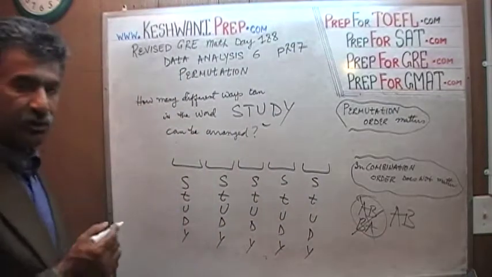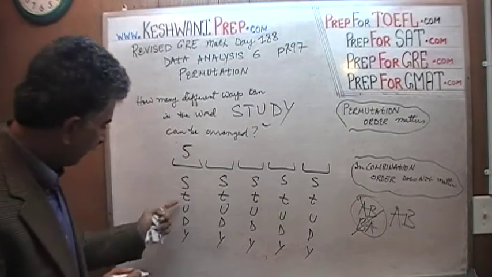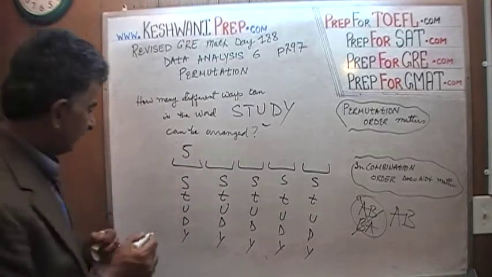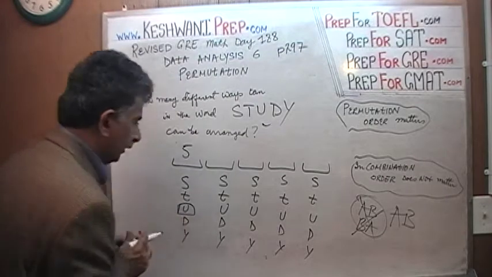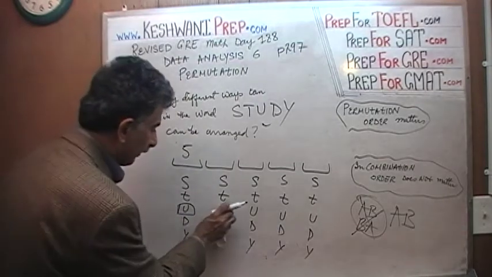Let's pick one. How many choices do we have for the first part? We have five choices for the first part. We can pick any one of these five letters. Let's suppose that we pick letter U. If you pick letter U for the first part, then U cannot be picked again. He's out of the game.